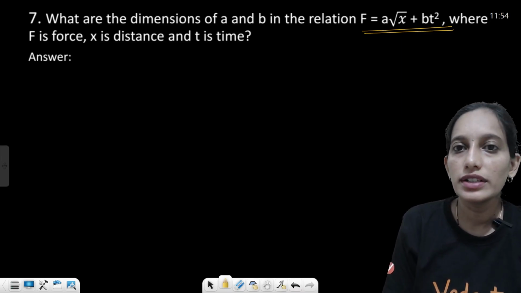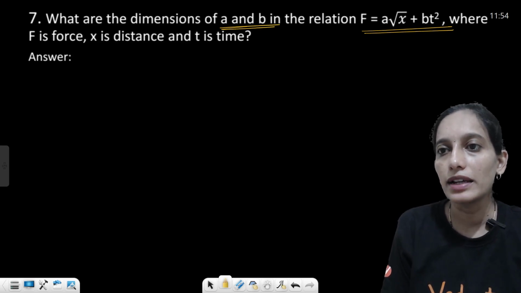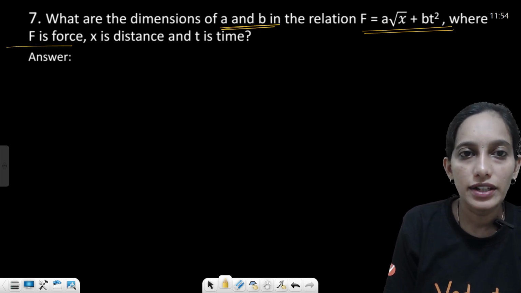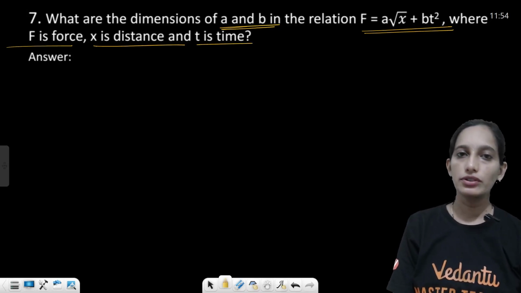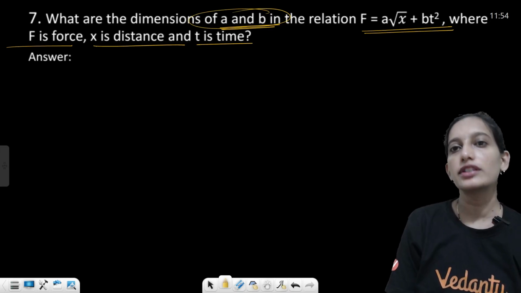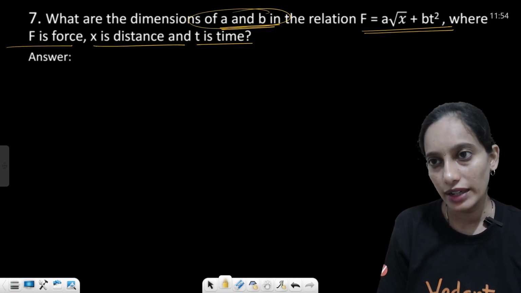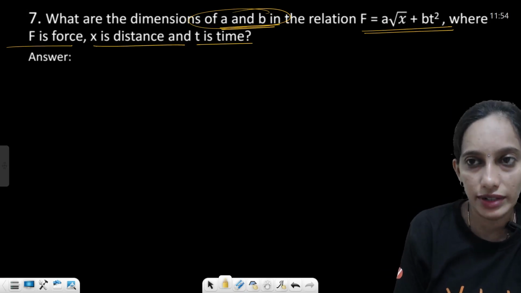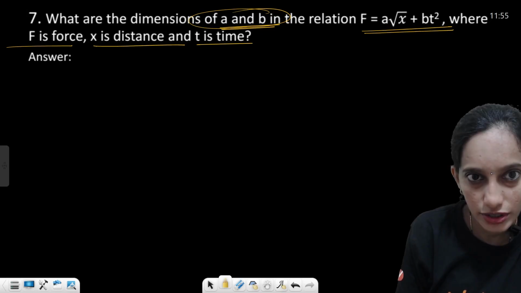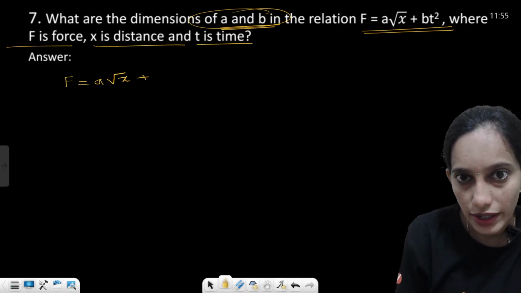So what are the dimensions of a and b in the relation F is equal to a root x plus b t square, where F is force, x is distance and t is time. So here we have to find the dimensions of the terms a and b, which are given in the equation F is equal to a root x plus b t square. First we will take down the given equation. So let me just write down F is equal to a root x plus b t square.